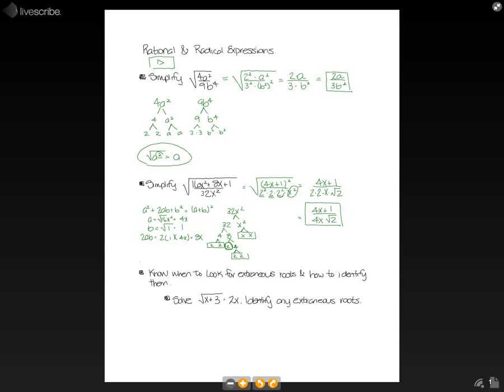If you wanted to, it depends on the instructions, but you can rationalize this, which is a lot of times what we want to do. And all that rationalizing means is that we have no square roots on the bottom. And all we have to do to change that is to basically cleverly multiply by 1. If we're given 4x plus 1 over 4x square root 2, we can get rid of the square root 2 by multiplying by square root 2 over square root 2, which is just 1.